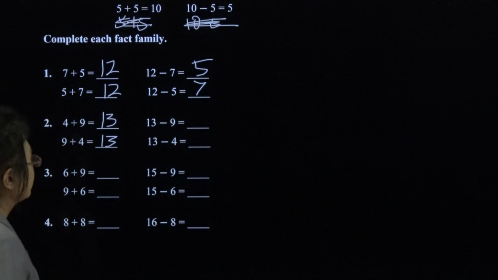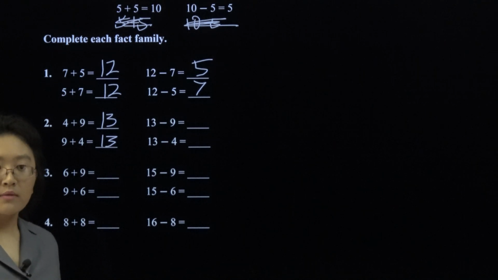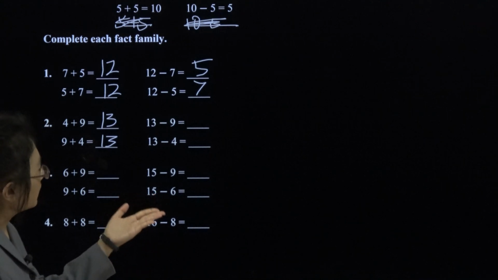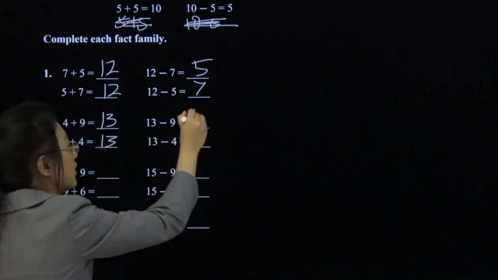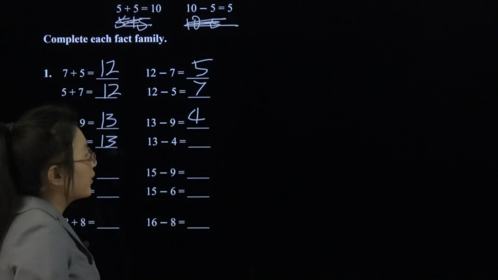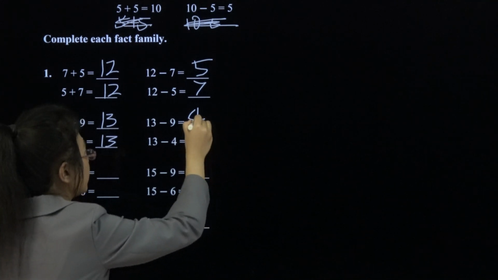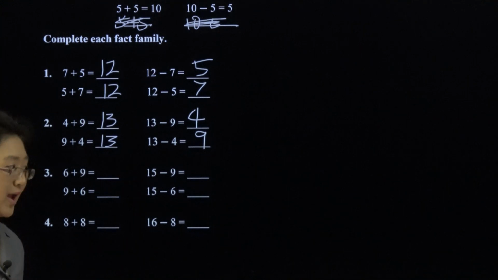13 minus 9. Alright, so 9 and 4 make 13. So 13, if you take away the 9, you'd be left with 4. And if you take away the 4, you'd be left with 9. That's another fact family.